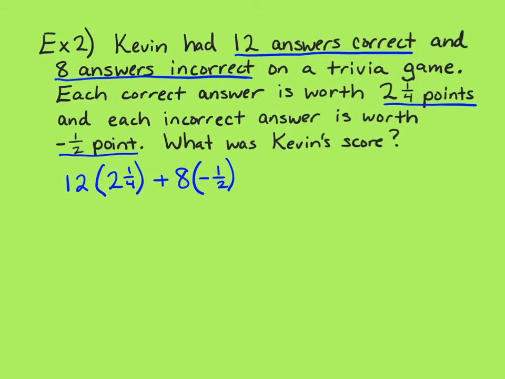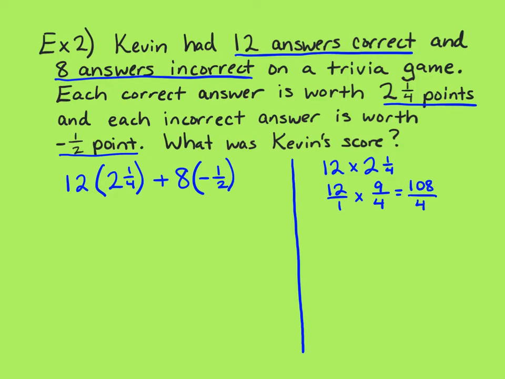So I'm going to start working through this problem. I'm going to do some scratch work here on the right side. I'm going to start with 12 times 2.25. Written as fractions, that would be 12 over 1 times 9/4. 12 times 9 is 108. 1 times 4 is 4. And that will just divide directly. 108 divided by 4 equals 27 with no remainder. So I can go ahead and write over here that this part was 27.